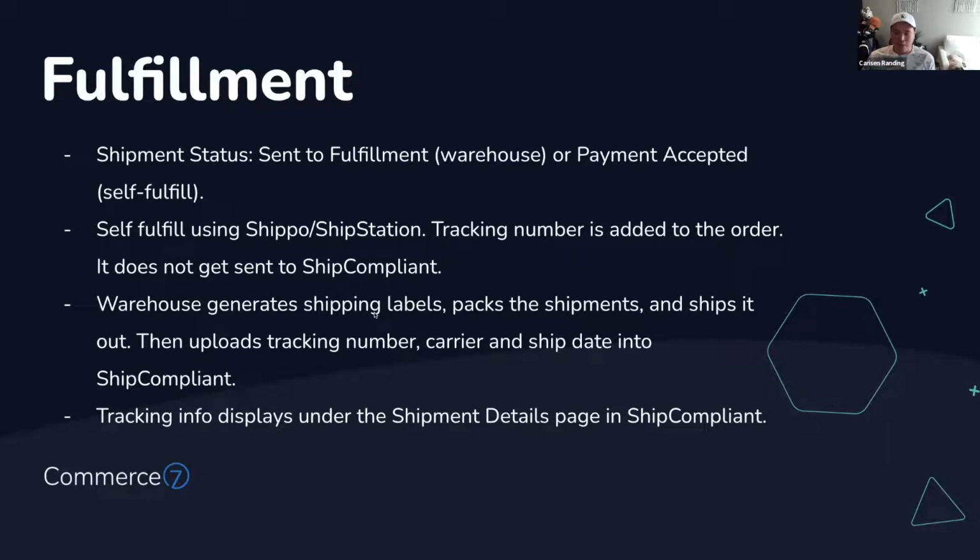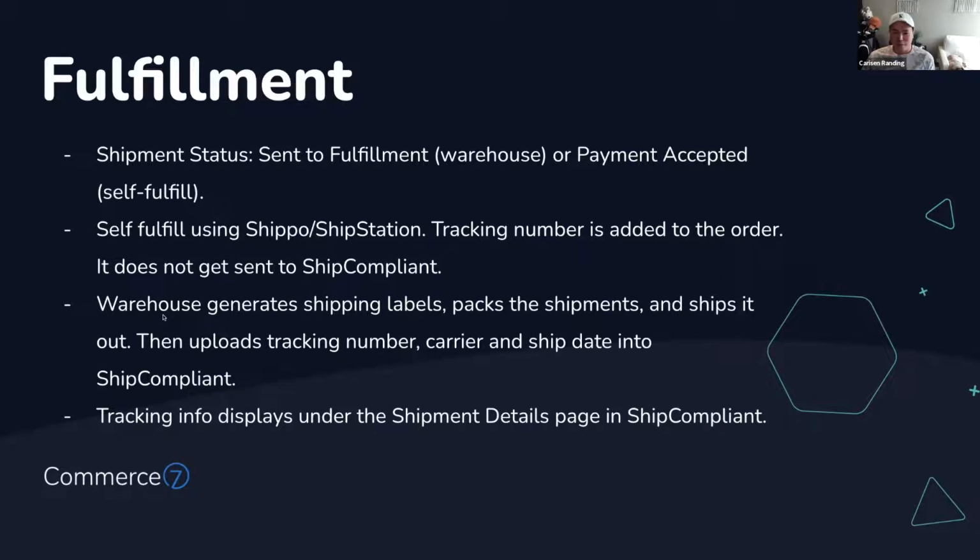Then the tracking numbers from that shipping label will be communicated back into Commerce7. And because Shippo and ShipStation aren't connected to ShipCompliant at all, that tracking number and tracking information does not get sent to ShipCompliant. So this communication is just between Shippo and ShipStation, or the app that you're using to generate shipping labels, and Commerce7.